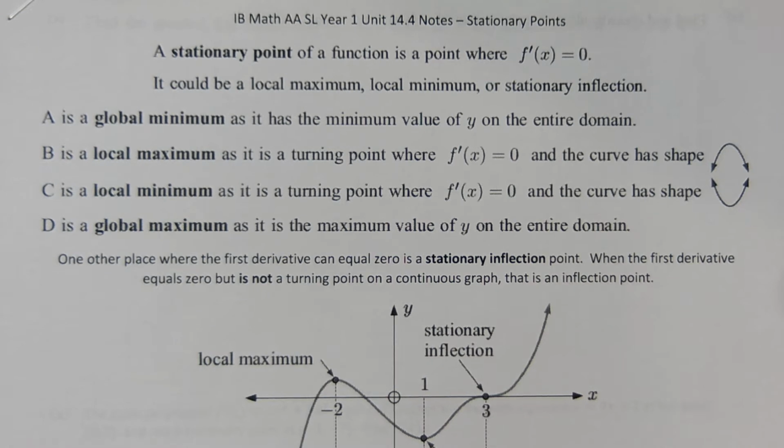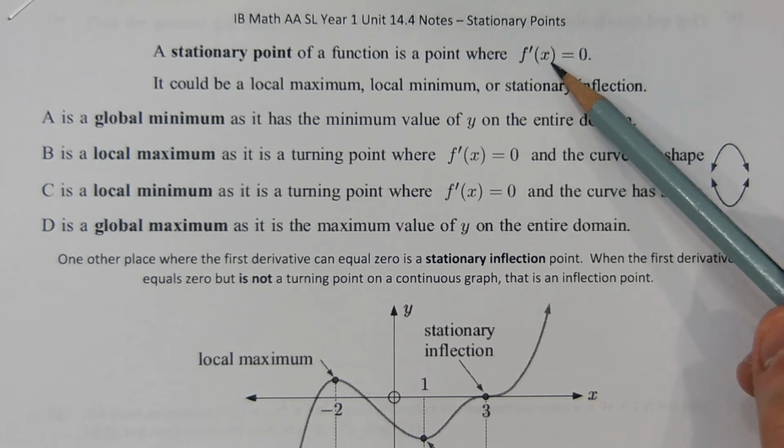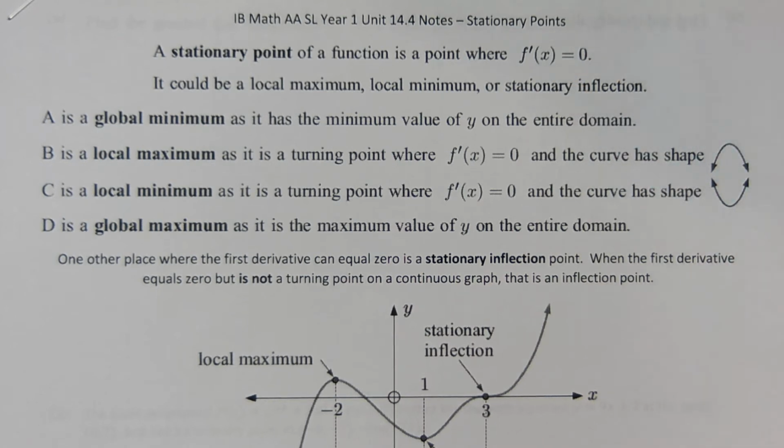These notes are called stationary points. So before we get into practice, we've got to talk about some vocabulary. A stationary point of a function is any point where the first derivative equals zero. Why do we call it stationary? Because the slope there is equal to zero.